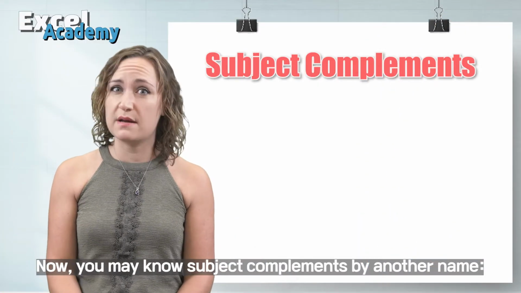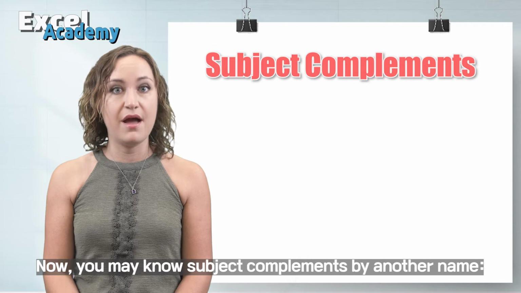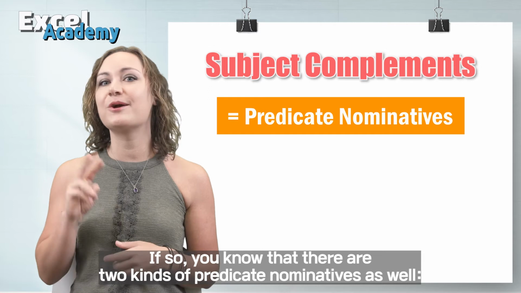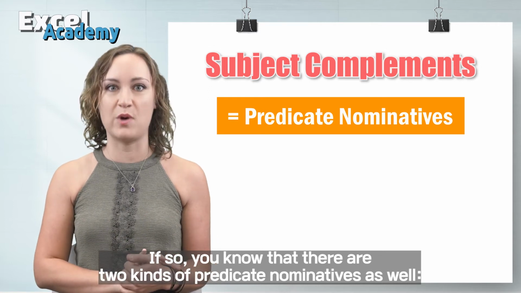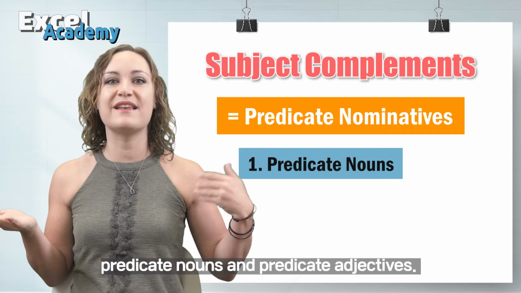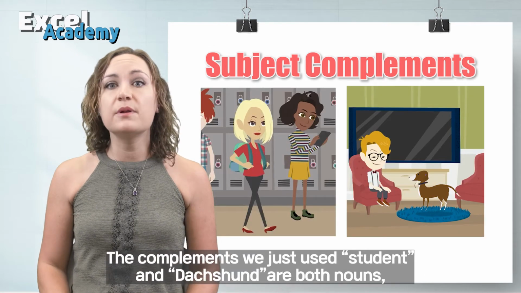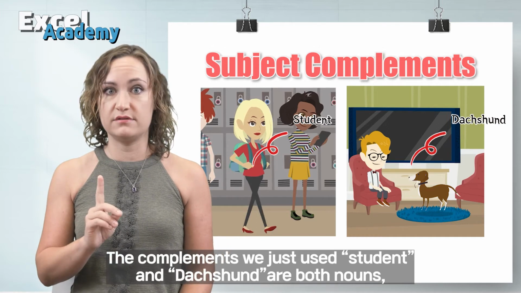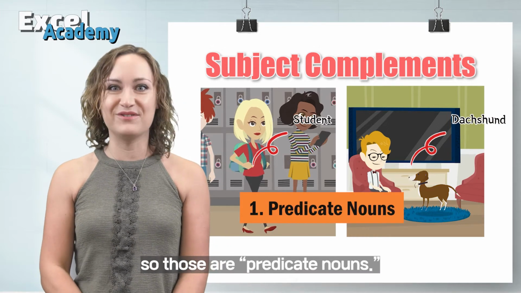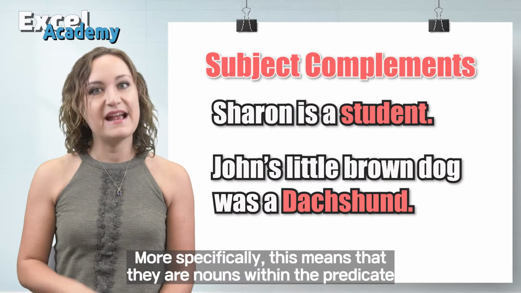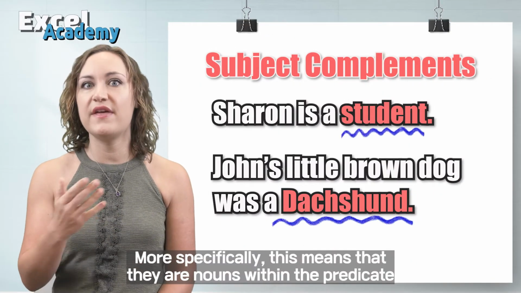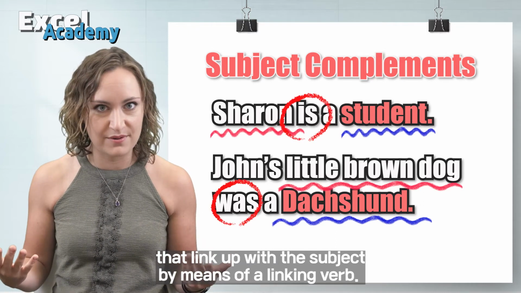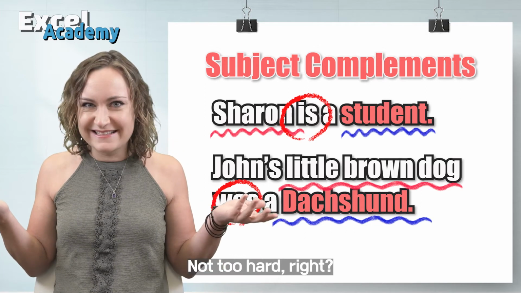Now, you may know subject complements by another name: predicate nominatives. If so, you know that there are two kinds of predicate nominatives as well: predicate nouns and predicate adjectives. The complements we just used, student and dachshund, are both nouns, so those are predicate nouns. More specifically, this means that they are nouns within the predicate that link up with the subject by means of a linking verb. That's not that hard, right?